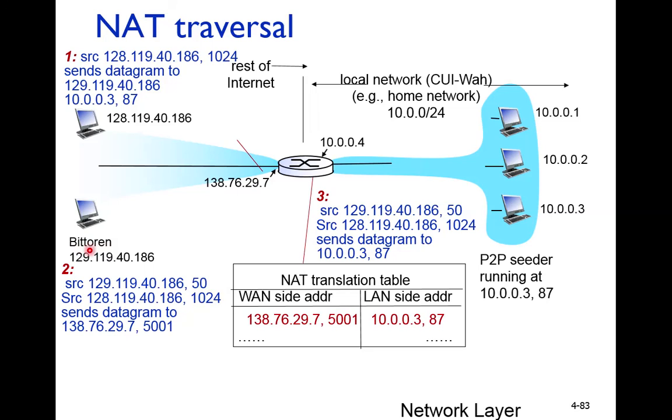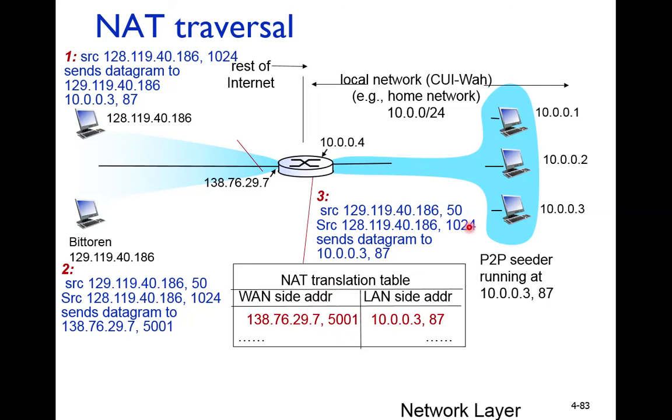And suppose they connect with this BitTorrent. When this machine wants to start the P2P application, it first has to connect with this BitTorrent. When it connects and sends the data, the entry will be stored here.